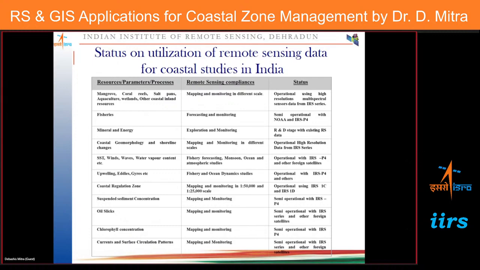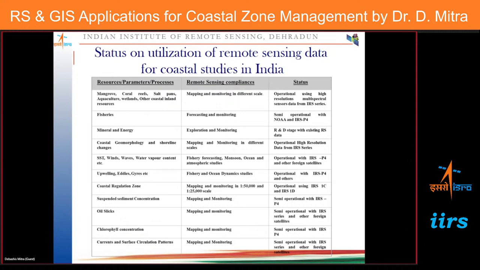few things like various kinds of parameters, various kinds of resources like mangroves, coral reefs, salt pans, agriculture, wetland, and other coastal inland resources, remote sensing can map and monitor at different scales, and it is operational. Operational means absolutely there is no doubt. Depending upon the spatial resolution of the satellite data, I can map and monitor the various kinds of resources at a different scale. Like fisheries, forecasting and monitoring of the potential fishing zone is very important.